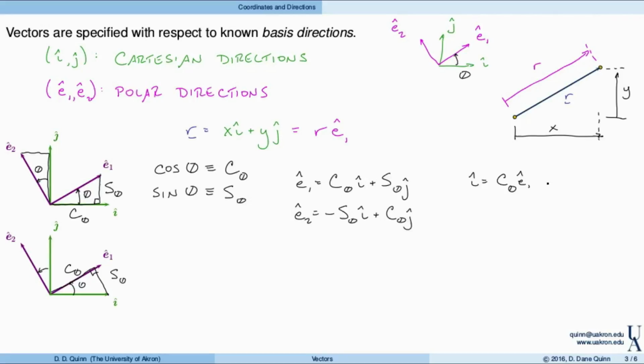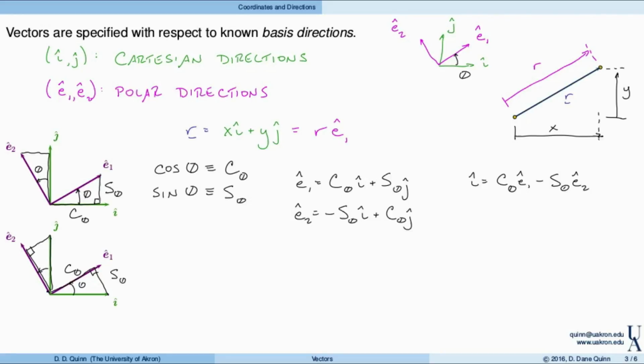How far in the E2? Well, now, again, if theta's positive and some small angle, we would walk in the minus E2 direction. So we have minus sine theta E2. Likewise, for j, we would be dealing with sort of this triangle.